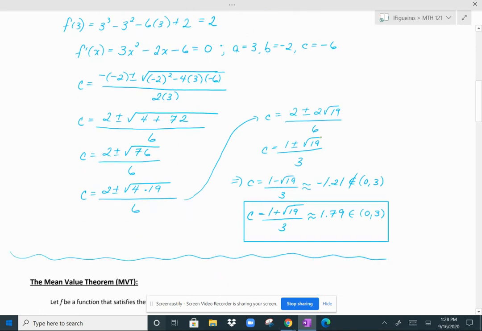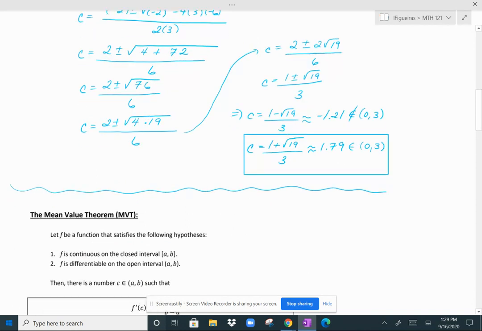So now we need to check. Do both of these fall within our interval from 0 to 3? Probably not, but we need to see if at least one of them does. So if I check c equals 1 minus root 19 over 3, this is approximately negative 1.21. That is not an element of the interval from 0 to 3. But this one is 1 plus root 19 over 3. That's about 1.79. That is an element of the interval from 0 to 3. So this is our critical value that satisfies Rolle's theorem.